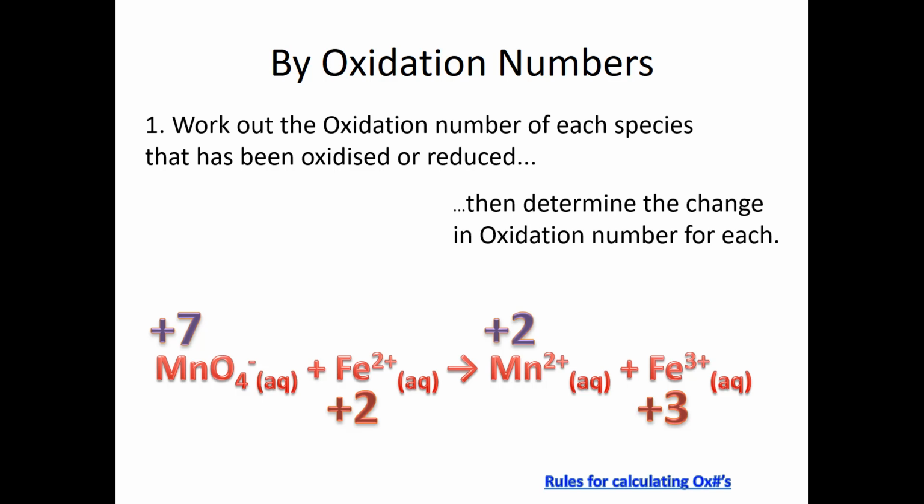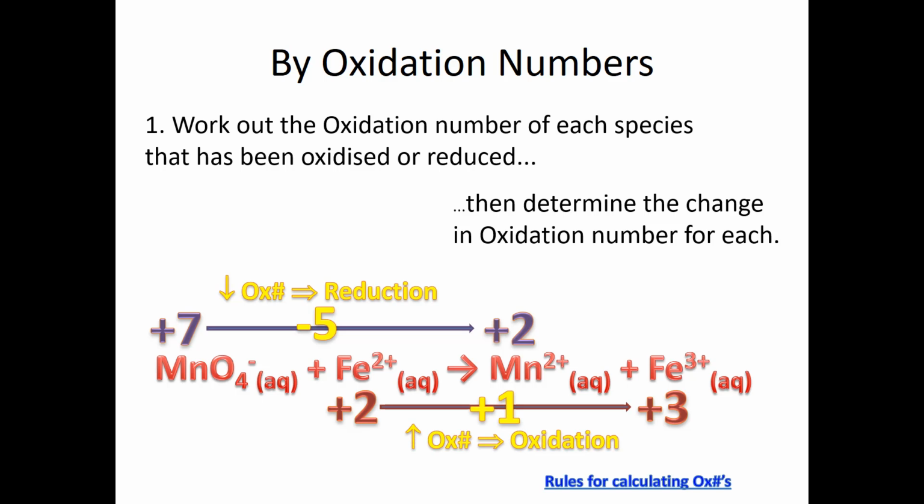The next thing we need to do is to determine the change in oxidation number of each. So we've gone from 7 plus to 2 plus. That's a gain of 5 electrons. So this is reducing. The oxidation number went down. And for the iron, we've gone from 2 plus to 3 plus. This is a loss of 1 electron. And we have the oxidation number going up, so it's oxidation.